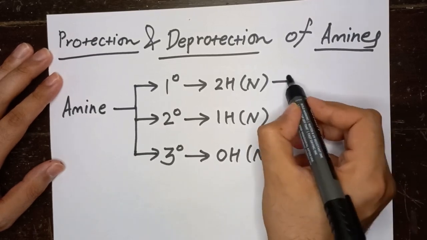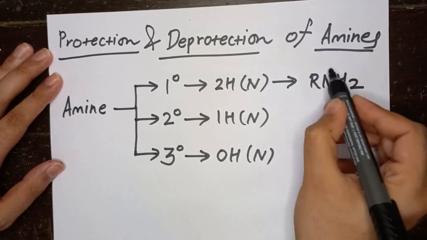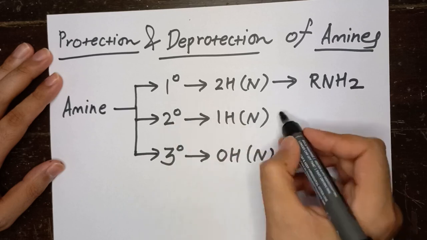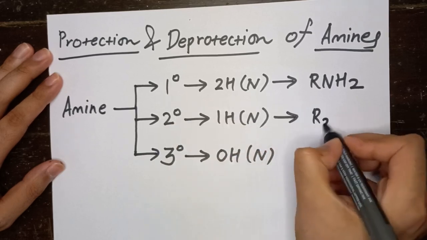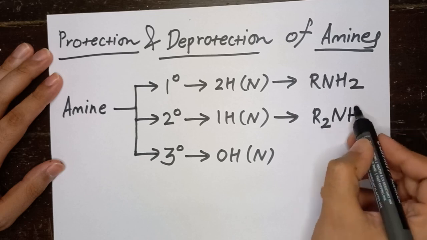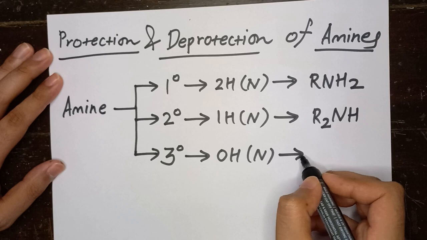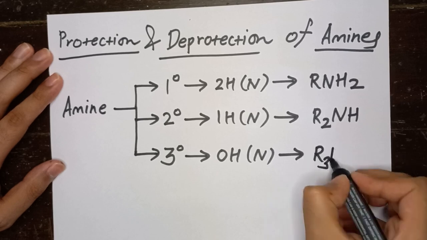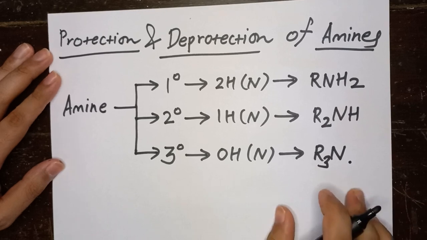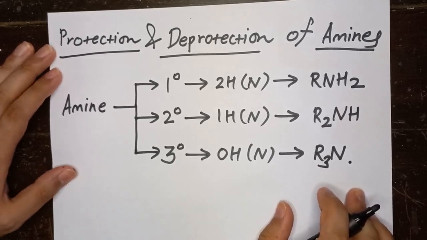1 degree amine can be represented as RNH2. So 2 hydrogens attached to nitrogen is 1 degree amine. 2 degree amine can be represented as R2NH. So we have 1 hydrogen attached to nitrogen. And in 3 degree amine we have 0 hydrogen attached to nitrogen. So this can be written as R3N. So these are the 3 different types of amine: 1 degree, 2 degree and 3 degree.